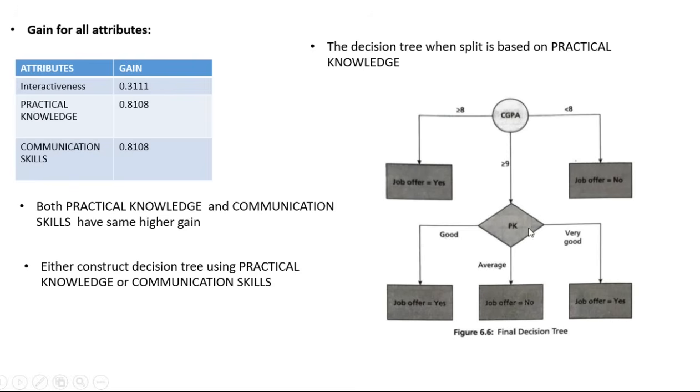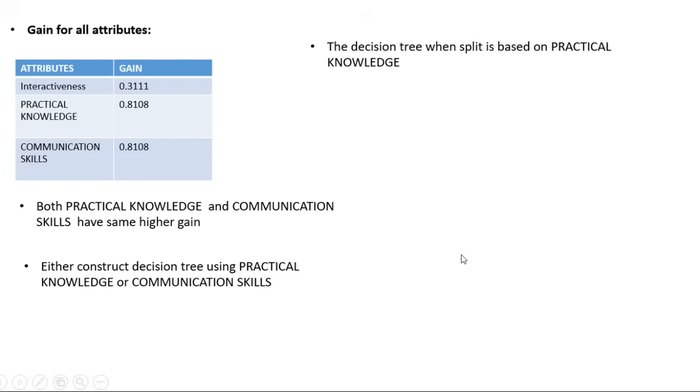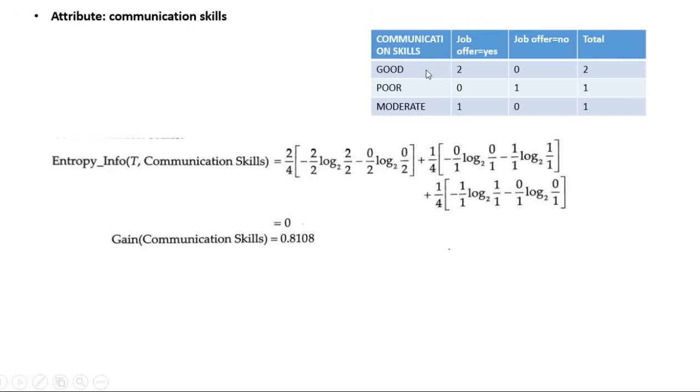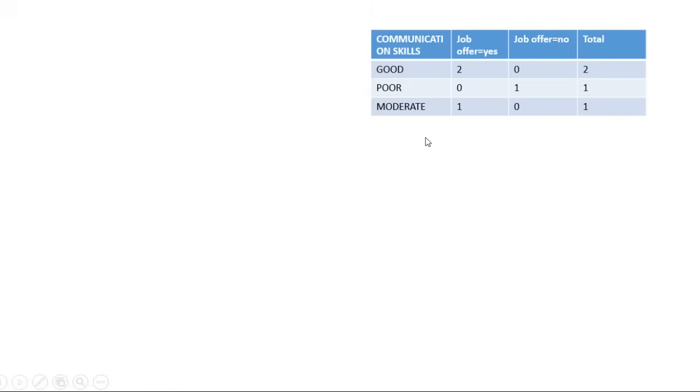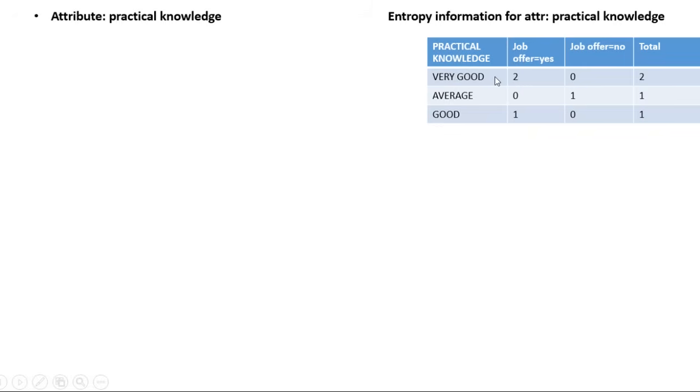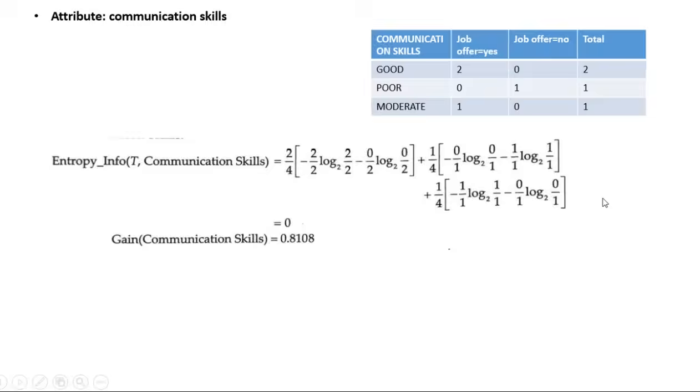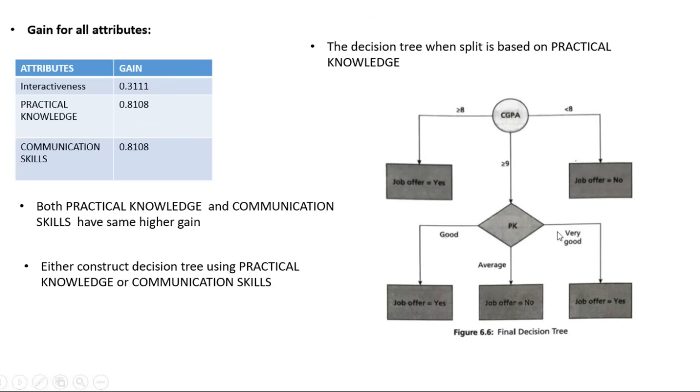Now when you go back to practical knowledge, there were 3 branches that we could do: good, average and very good. For practical knowledge, when it is very good, I got the job offer always as yes. When I chose practical knowledge as average, I got the job offer as no. When it was good, I always got the job offer as yes. So that means it is finally leading us to a leaf node like this.